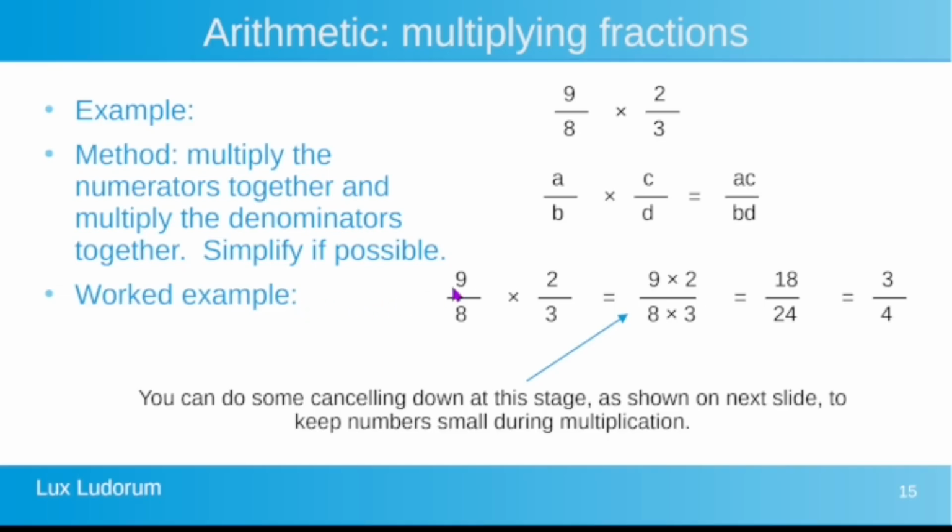So the worked example, 9 over 8 times 2 over 3. We do the tops, 9 times 2 gives 18. The bottoms, 8 times 3 gives 24. And we simplify that to 3 over 4, or 3/4. At this stage, it may be possible to do some cancelling down, and I'll show you that in a second. That helps to keep the numbers small during multiplication.